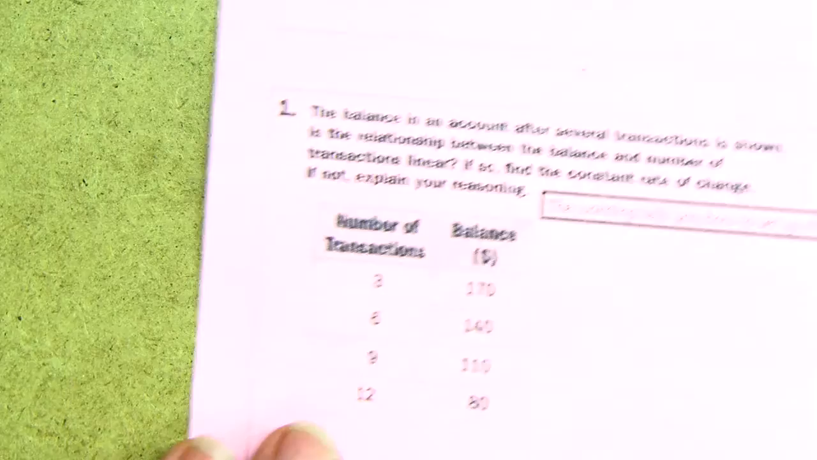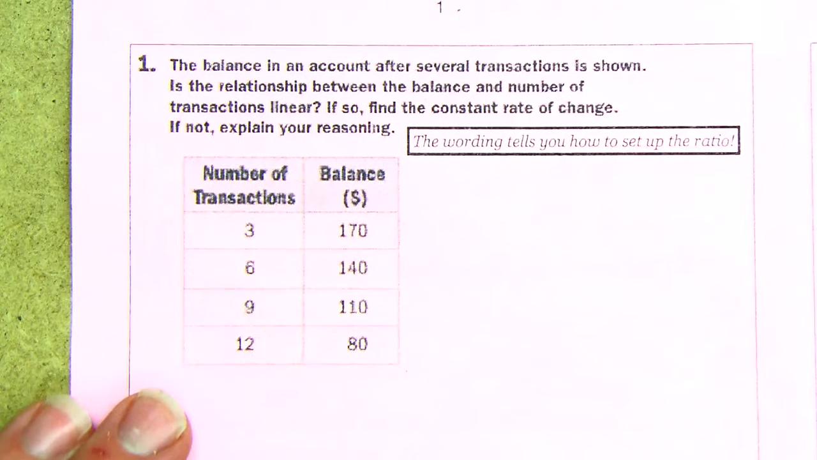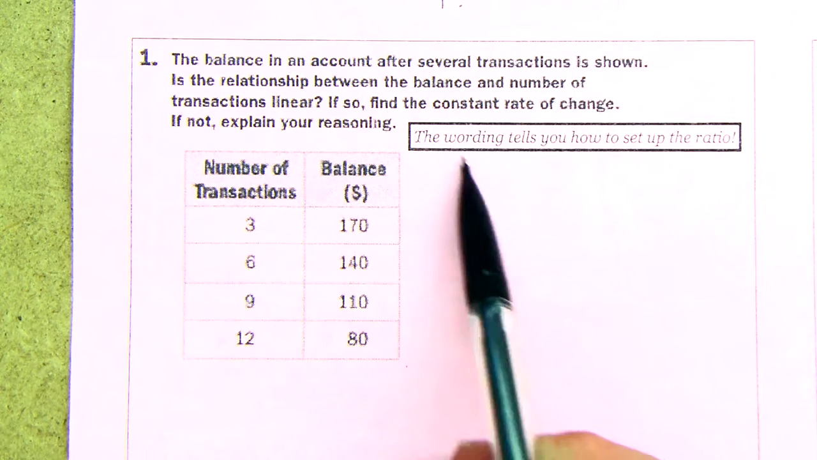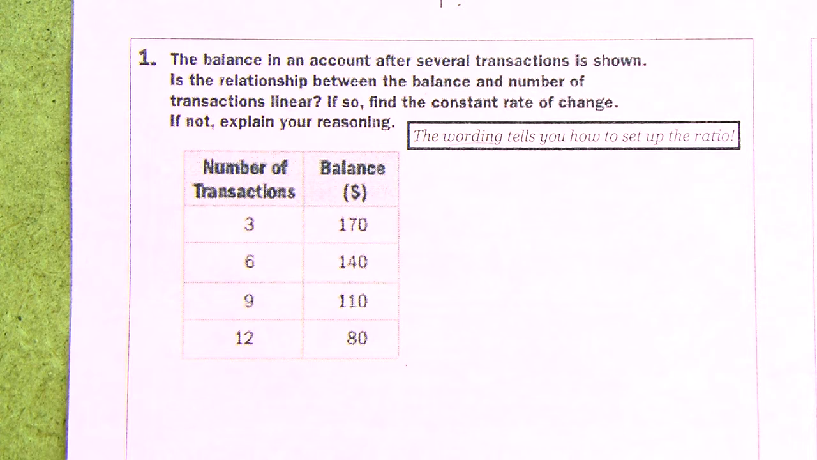If we're not looking at a graph, like in example number 1 on slide 3, we are talking about the balance in an account. So if you have money in an account, how much money is in there is called the balance. After several transactions, whether you're taking money out or putting money in, is the relationship between the balance and the number of the transaction linear? If so, they're going to always ask you to find the constant rate of change. Okay, so it tells you exactly how to set it up. The wording, the relationship between the balance and the number of transactions. The balance goes on top over transactions.